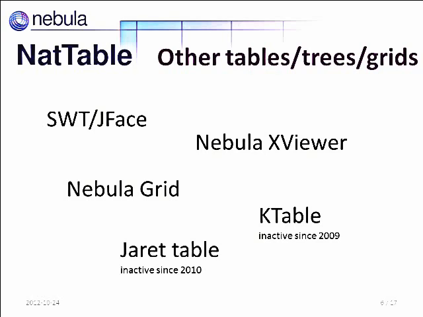To understand the difference between NatTable and the other tables, I want to shortly introduce what other tables are all about, or what the architecture is there. Looking at the Eclipse ecosystem, we find the SWT and JFace viewers. We have the Nebula Grid for showing other tables. We have the Nebula X viewer, which is specially dedicated to trees and is an extension to Tree Viewer, in fact. While doing the research, I also found the K-table and the Jarray table. In fact, I never heard of the Jarray table before, just found it last week. Both have been inactive for a few years, so I didn't look at them further.